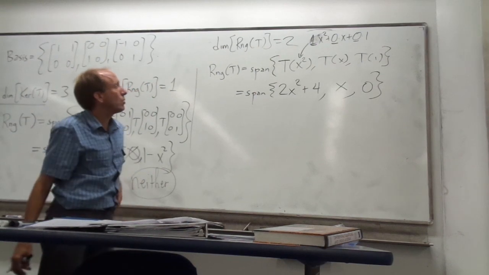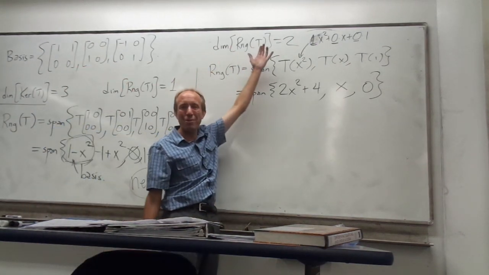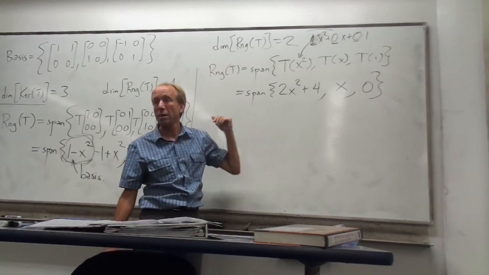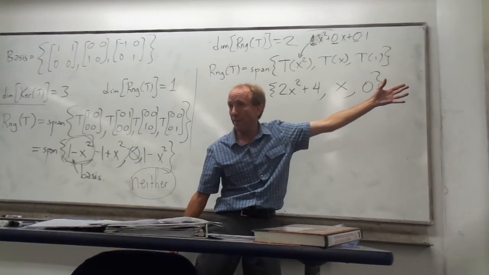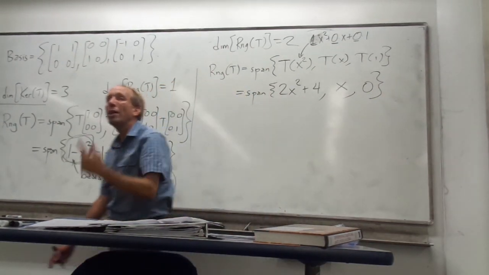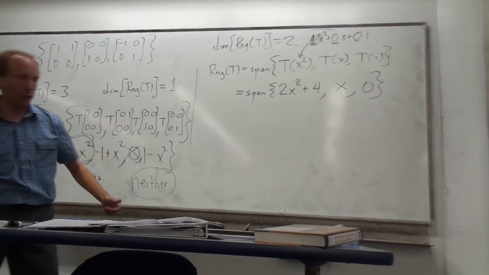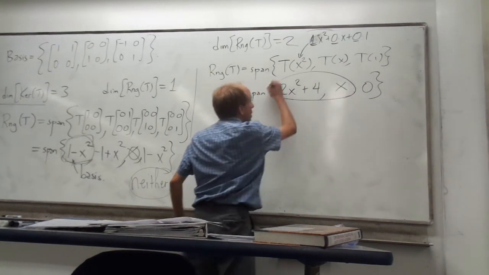This is where it's great if you know the dimension of your range. You know you need 2 vectors, but there are 3 things here. It means you need to throw one thing away, right? What are you going to throw away? The 0. So your basis is this part right here.